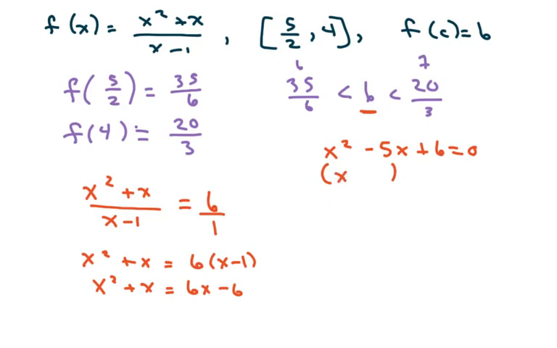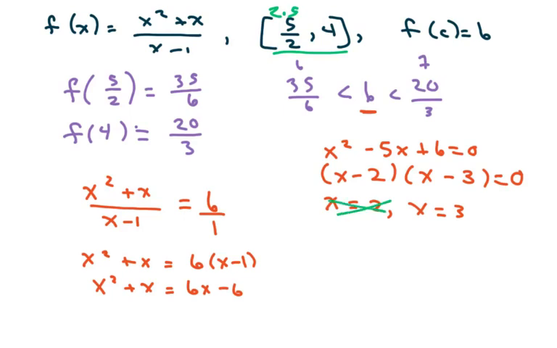Get (x - 2)(x - 3). So we get x equals 2 or x equals 3. Now, x equals 2 is not in this interval because this is 2.5. So we disregard that. So we know that f of 3 equals 6. And again, you can plug the 3 in and you will get 6.